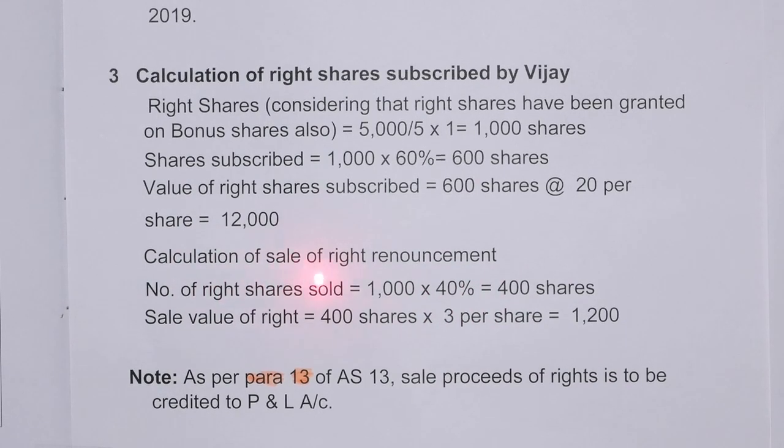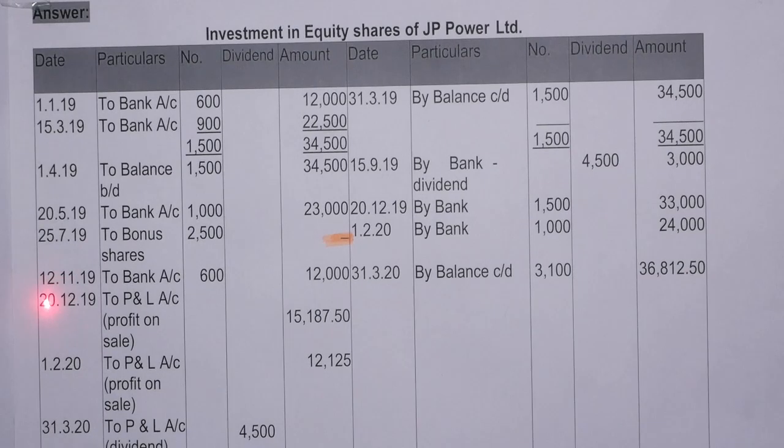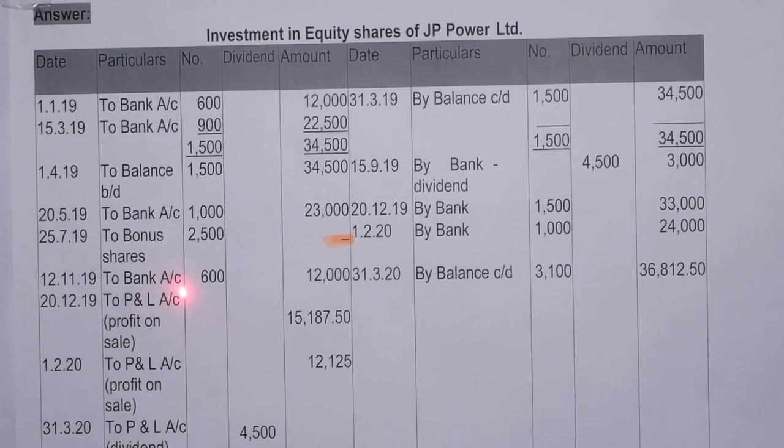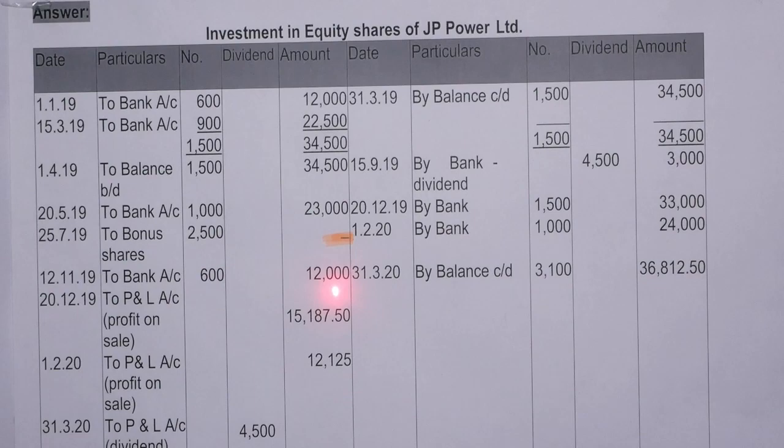So calculation of sale of right renouncement. Number of right shares sold is equal to 1000 share into 40% is equal to 400 share. So sale value of right is equal to 400 share into 3 per share, which is mentioned in the question, is equal to 1200. Note, as per para 13 of accounting standard 13, sale proceed of the right is to be credited to the profit and loss account. Sale proceed of the right we will not consider in the investment account. On 12th November 2019, to bank subscribe of right share is equal to 600 share, 12,000 rupees.